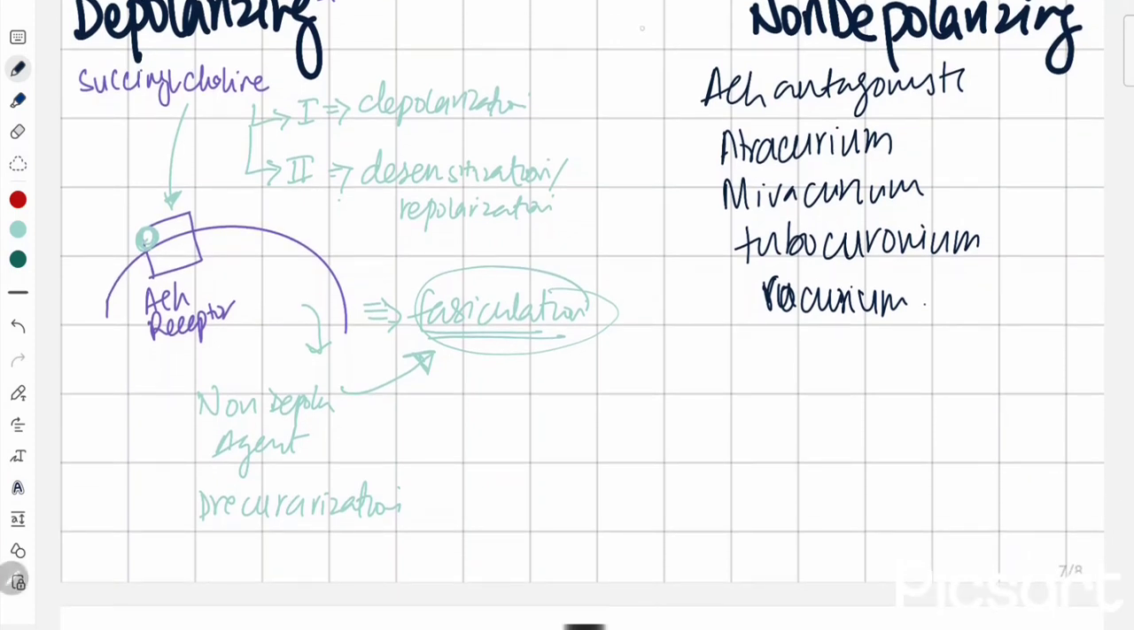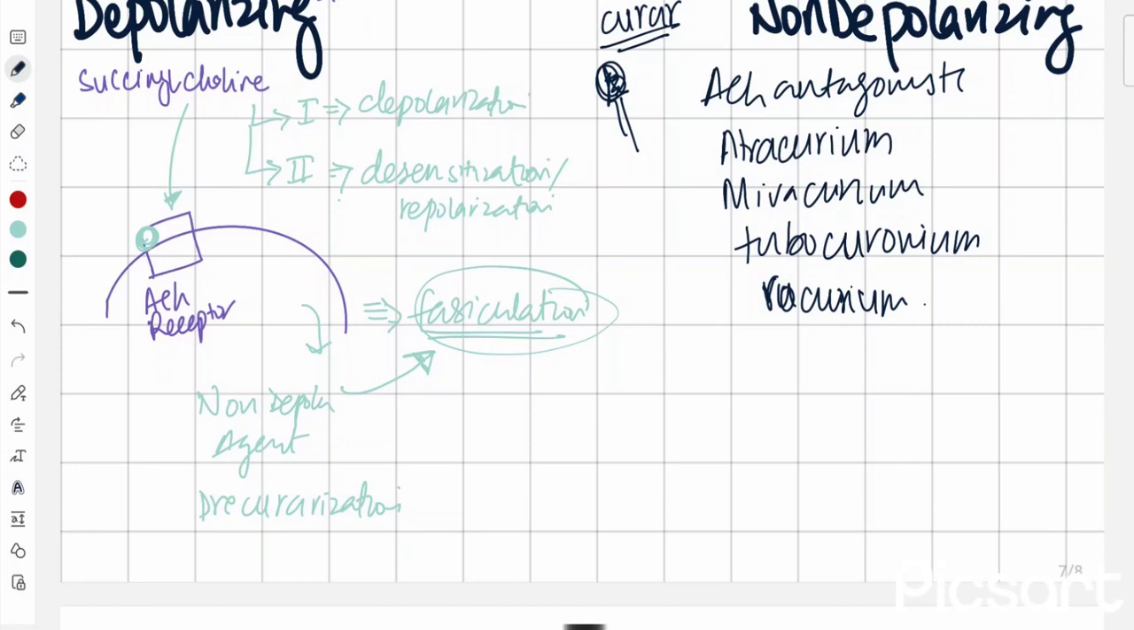They are called curare-like drugs because in the past they were used for hunting. On the tip of the arrowhead, the hunters would apply some of this drug, and they would then shoot the desired animal, and the animal would be paralyzed, and they can have a nice hunt.